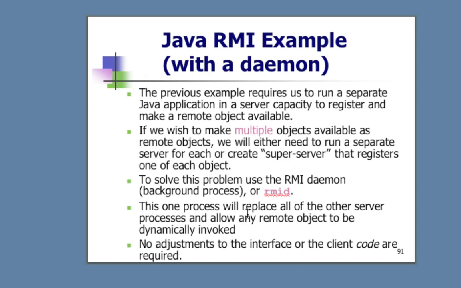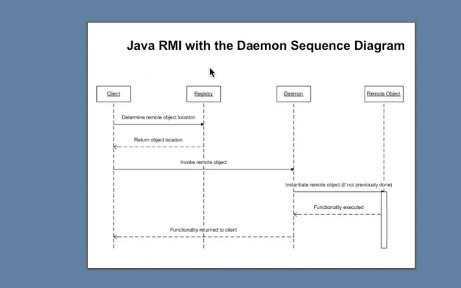So one process gets replaced by the other. No adjustment to the interface or the client code is required. So what we're doing in this particular case is just a slight alteration, and perhaps my daemon code actually works because I think I'm dealing with those files.